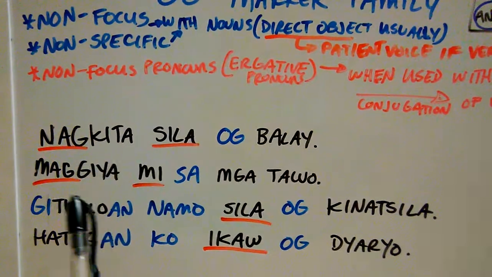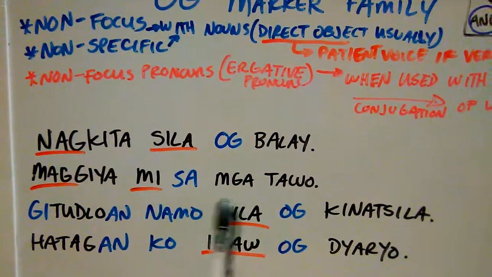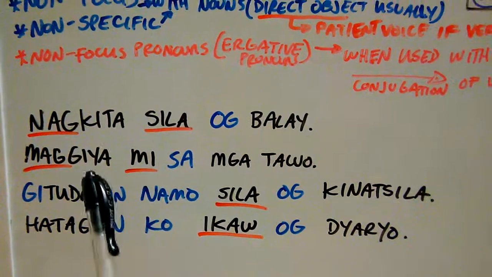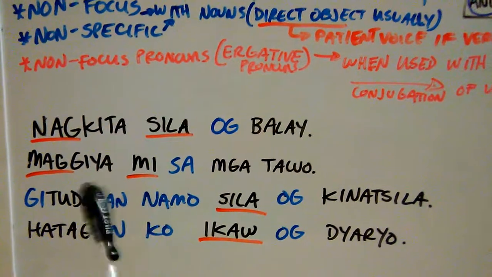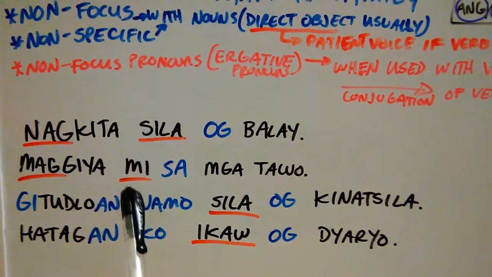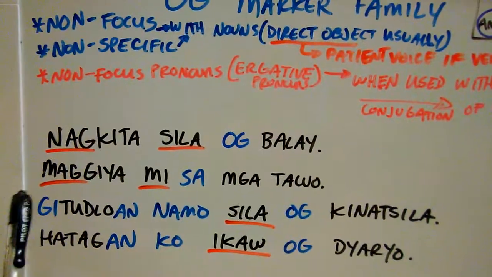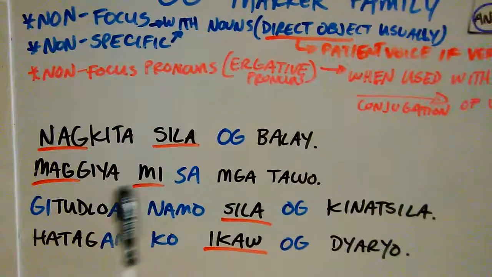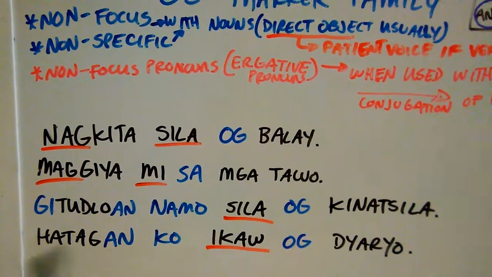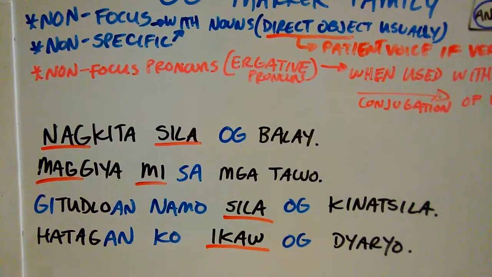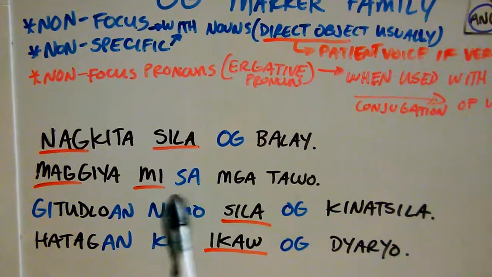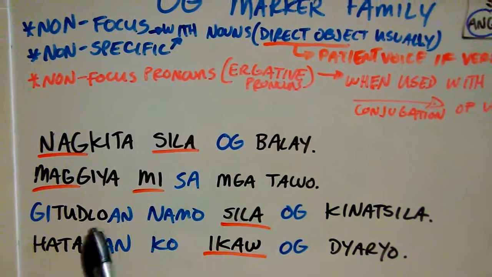Next sentence, same thing. Maggiyami sa mga tao. Maggiyami sa mga tao. And that means we will guide, right? Kami. Remember, mi is the shortened form, and you can't use a shortened form in the beginning of the sentence. You just have to use it after the verb. So, Maggiyami sa mga tao. We will guide the people. Or we're gonna guide the people. Okay? Who are the people? Oh, just the people. Sa mga tao.